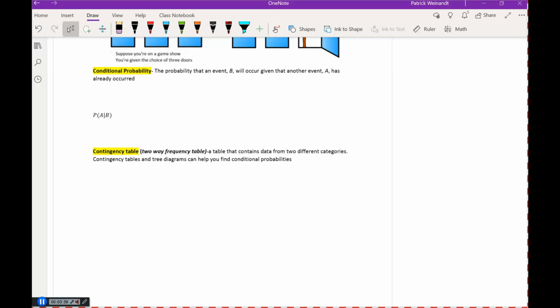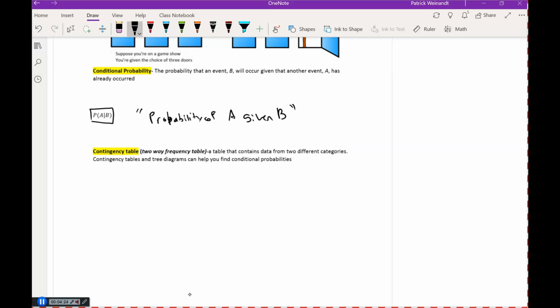So the definition is that the probability of an event B will occur given that another event A has already occurred. And we're going to use lots of tables today to discuss these probabilities. This is how it's denoted. The way this is read is probability of A given B. What's the probability of A happening given that B has happened? We're going to use lots of things called contingency tables, or two-way frequency tables. It's just a table that contains data from 2 different categories. Contingency tables and tree diagrams can help you find conditional probabilities. We're really only going to work with contingency tables here today.